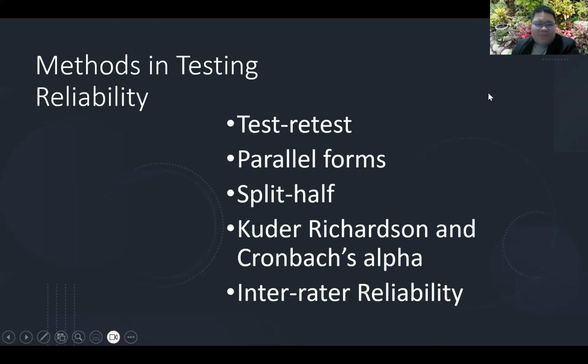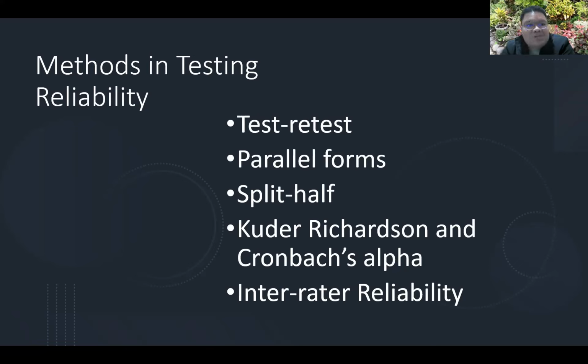Now, let's talk about the different methods in testing reliability. Class, these are parts of our discussion that you need to perhaps memorize and remember. They will prove to be useful when you will be conducting your researches. They will also prove to be useful, class, by the time that you are already educators and that you need to check if there are concerns in the examination that you are giving.